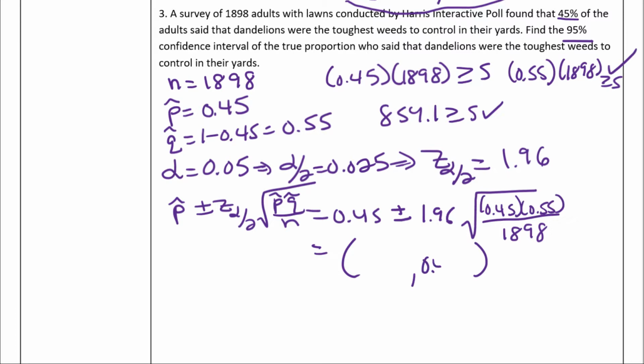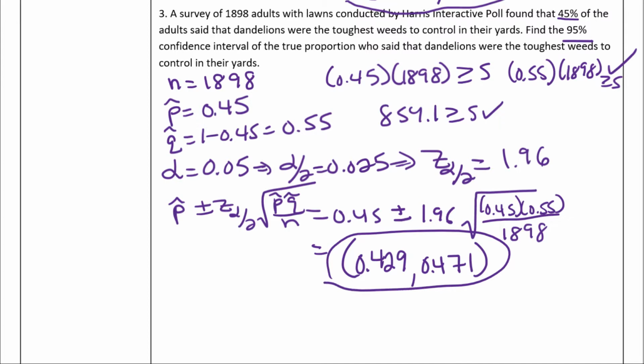So I have 0.471 for my upper limit, 0.429 for my lower limit. So that means with 95% confidence, the true proportion who said that dandelions were the toughest weeds is somewhere between 0.429 and 0.471. So about between almost 43% and 47%.